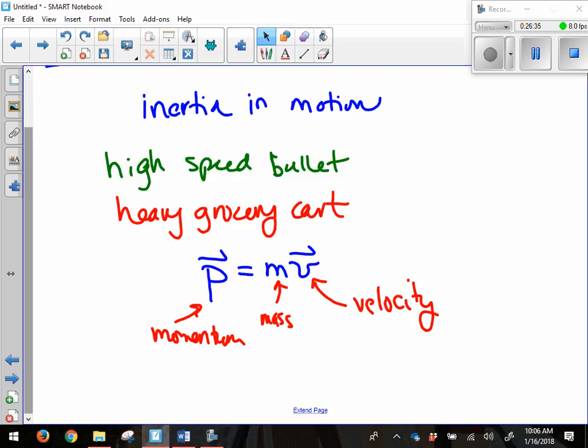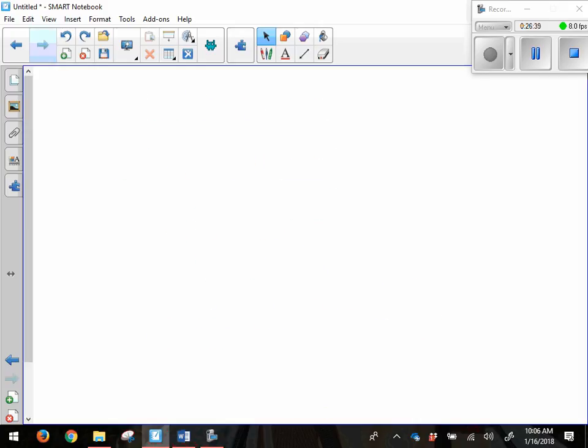I want to do just a couple of examples about momentum, really the plug and chug, let's get used to the formula kind of thing. Then we're going to talk very briefly about Newton's second law, and then we'll be done.